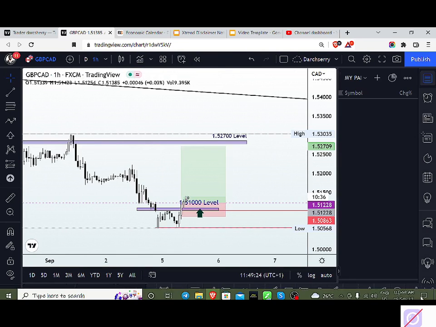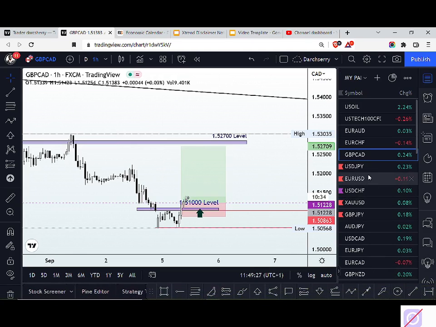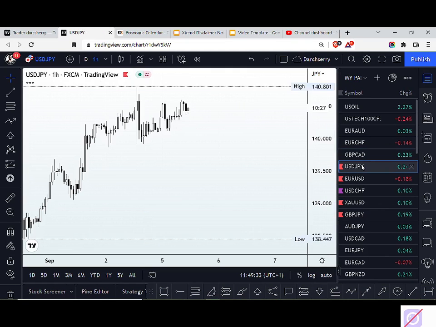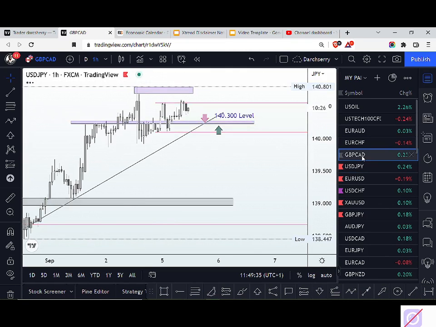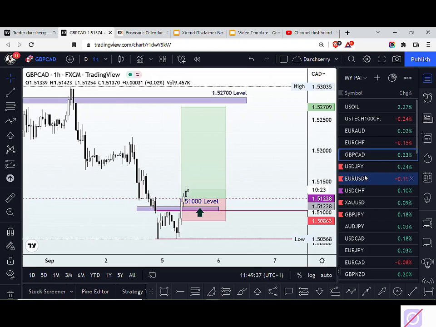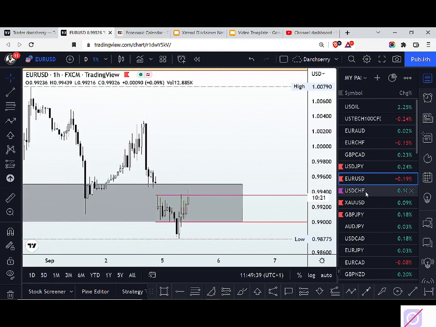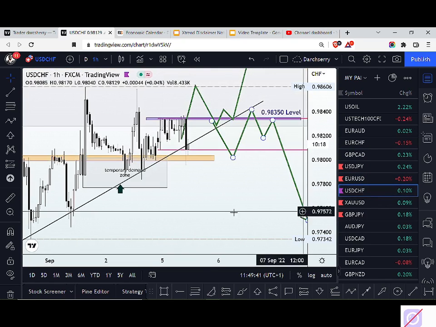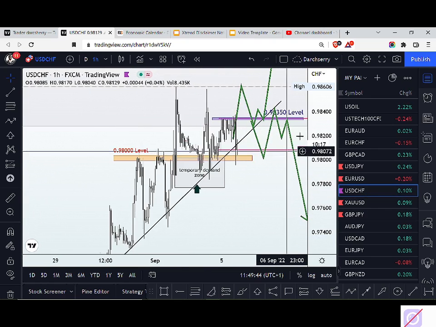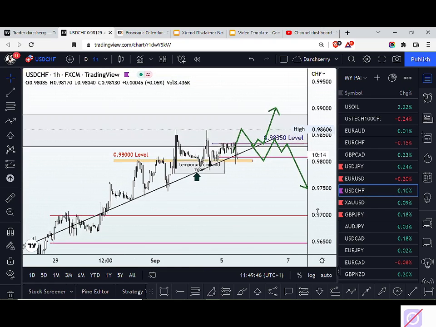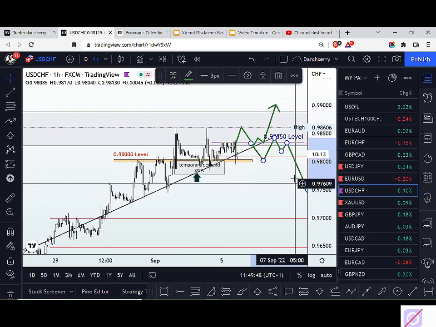So moving on, let's take one more pair. Which pair should we take? We took the US oil, the US tech, we took the USD JPY, I guess, and we're already taking the GBP CAD. So can we take the EUR USD, or should we take the USD CHF? Which one should we take? Okay, let's take the USD CHF.